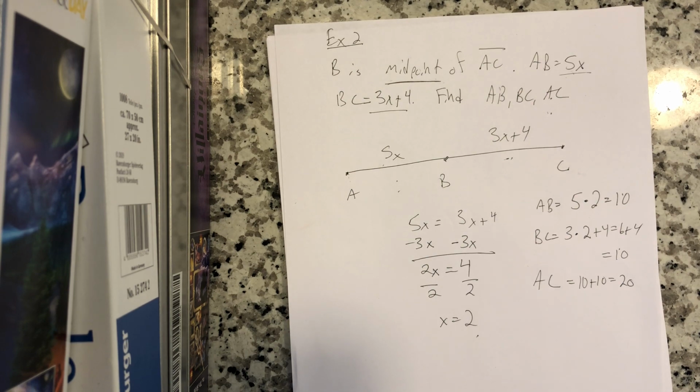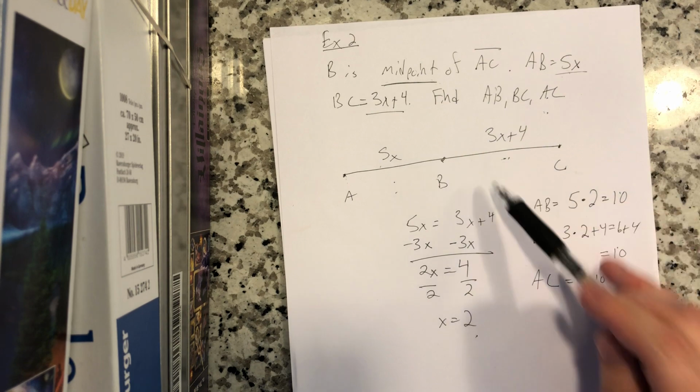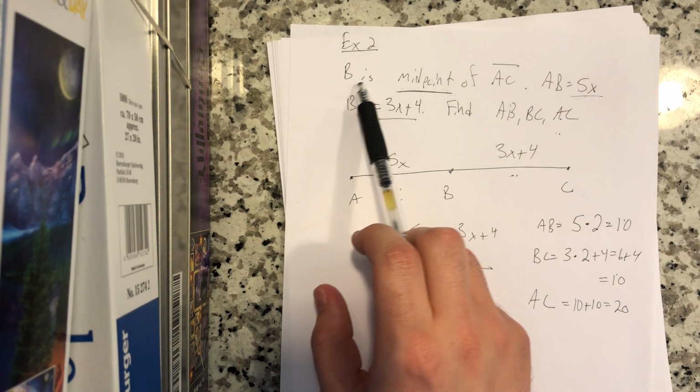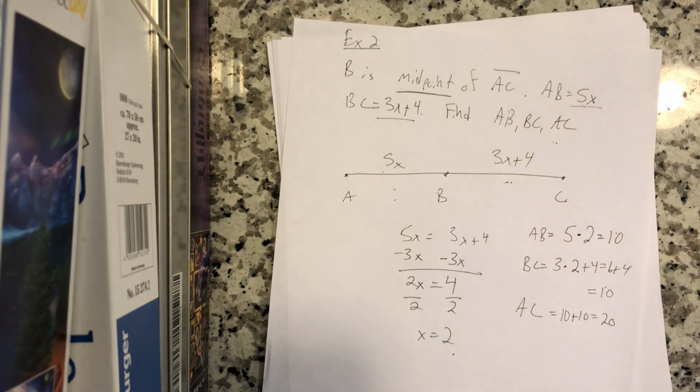So this will give you the way to find if you've got a midpoint. This could also say B is the bisector of AC, or B is the midpoint. So remember, we can use the term bisector and midpoint interchangeably in geometry.